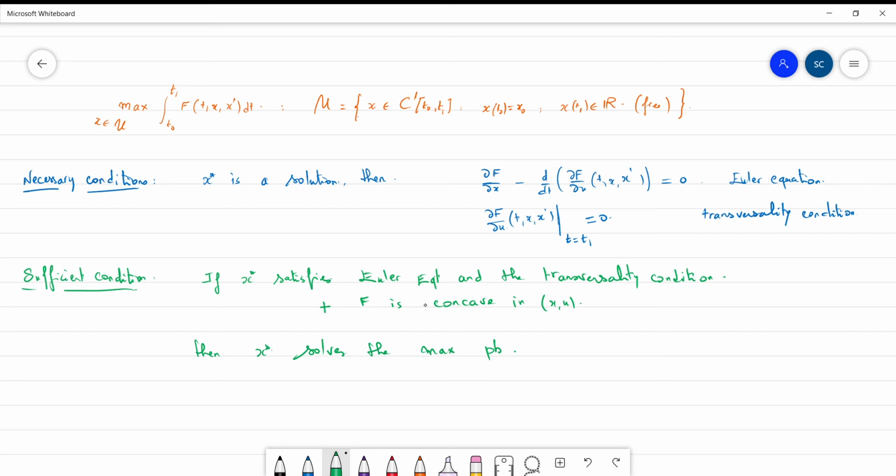Here it is, an example. Let's start then. Solve the following problem: the maximization problem of the integral from 0 to 1 of (1 minus x squared minus x' squared) dt, with x(0) equal 1 and x(1) free. So this is the question.